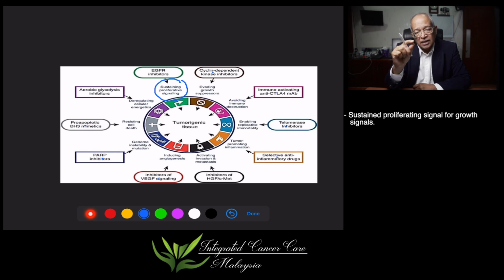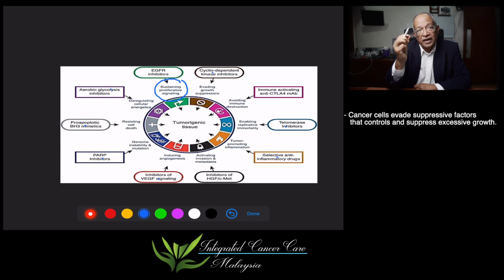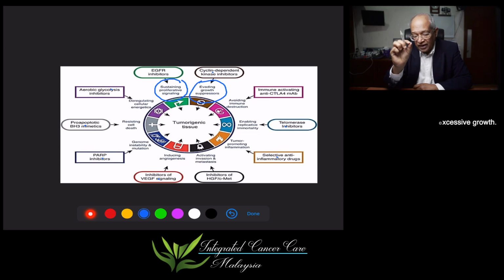Unfortunately, in cancer, the signal keeps playing on and on. So that is what keeps the cells dividing and continuing to multiply. And additionally, those factors which are meant to suppress growth, cancer cells are able to evade those suppressive factors too.